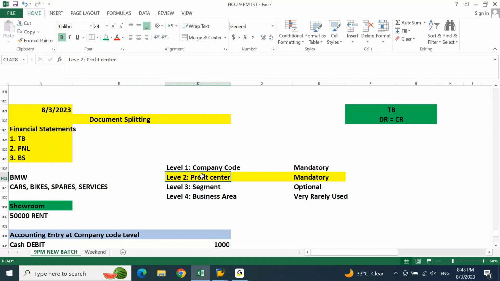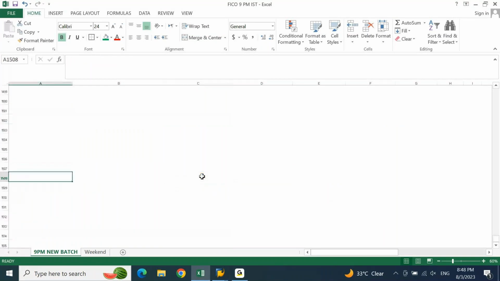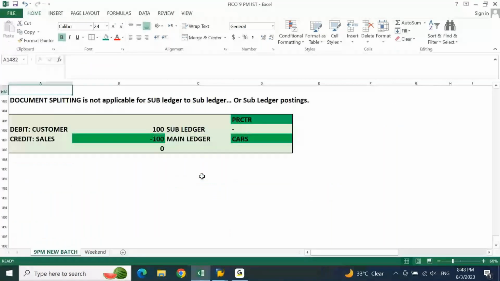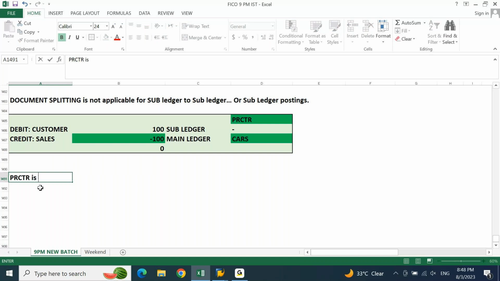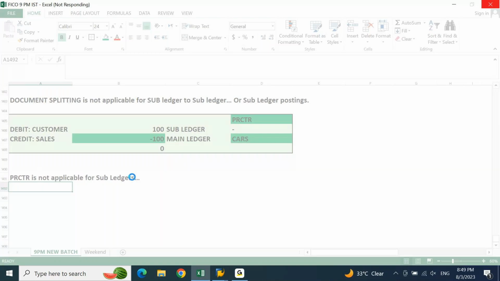Now, if I come down, if this is my transaction which I am posting, while posting this entry, I have debited customer, I have credited sales. Now I'll put, profit center is not applicable for subledgers. Profit center is not applicable for subledgers while posting. Let me update it one second.